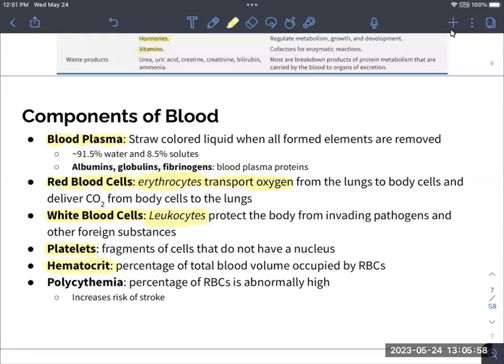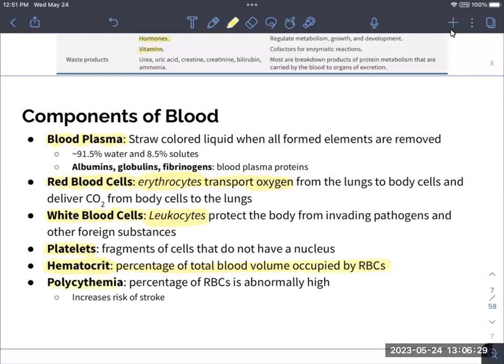Whenever you get a blood test done, one of the different blood tests they do is to look at your red blood cells. So when they're checking for your hematocrit, they're looking at that percentage of your total blood that is red blood cells. Should be about 45%. It usually varies from person to person, but that's usually around average.